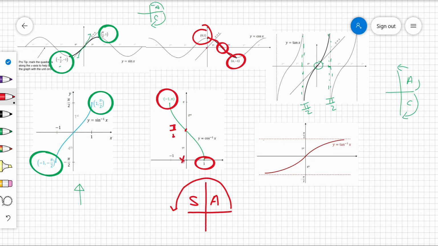All right, so what you have to learn to do is to draw each of those 3 curves from memory with just the important points on them. Good luck.